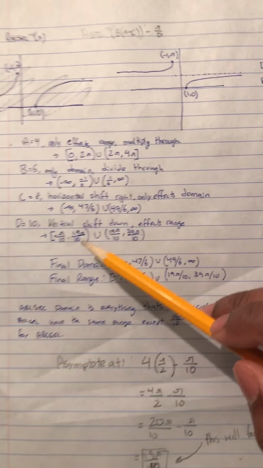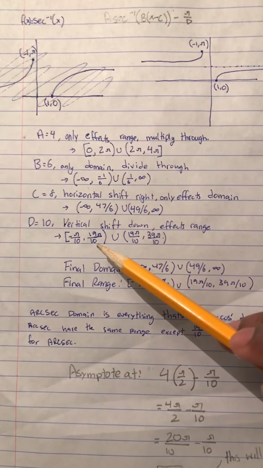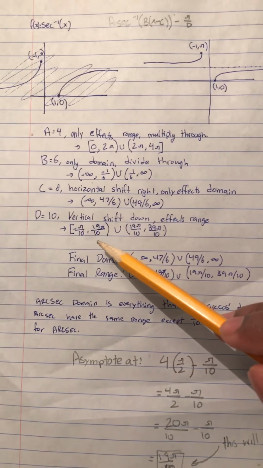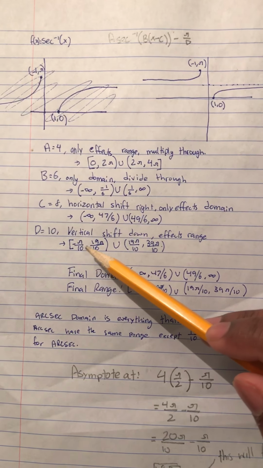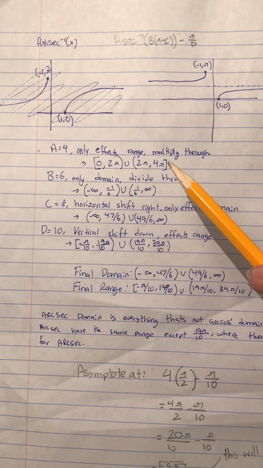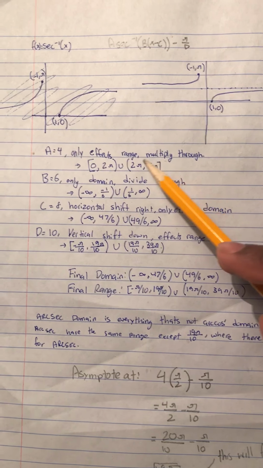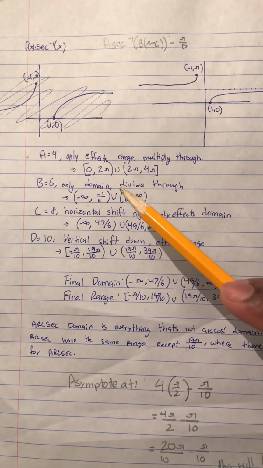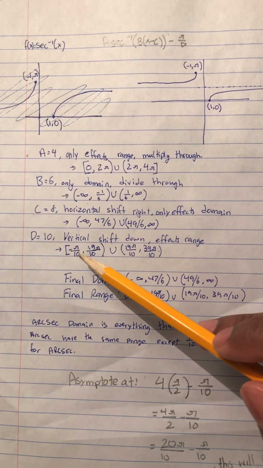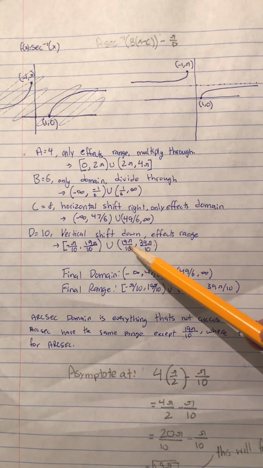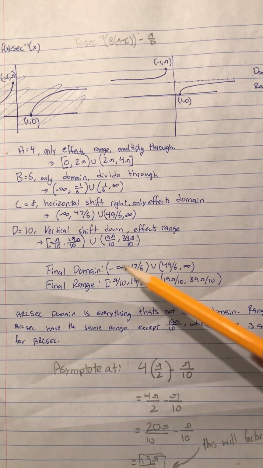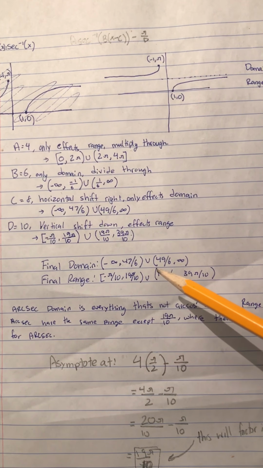And you have another vertical shift in D, which is just subtracting pi over D. So if you take these values and subtract pi over 10, these are the values that you get, and that's the final range. So these are our final ranges and domains.